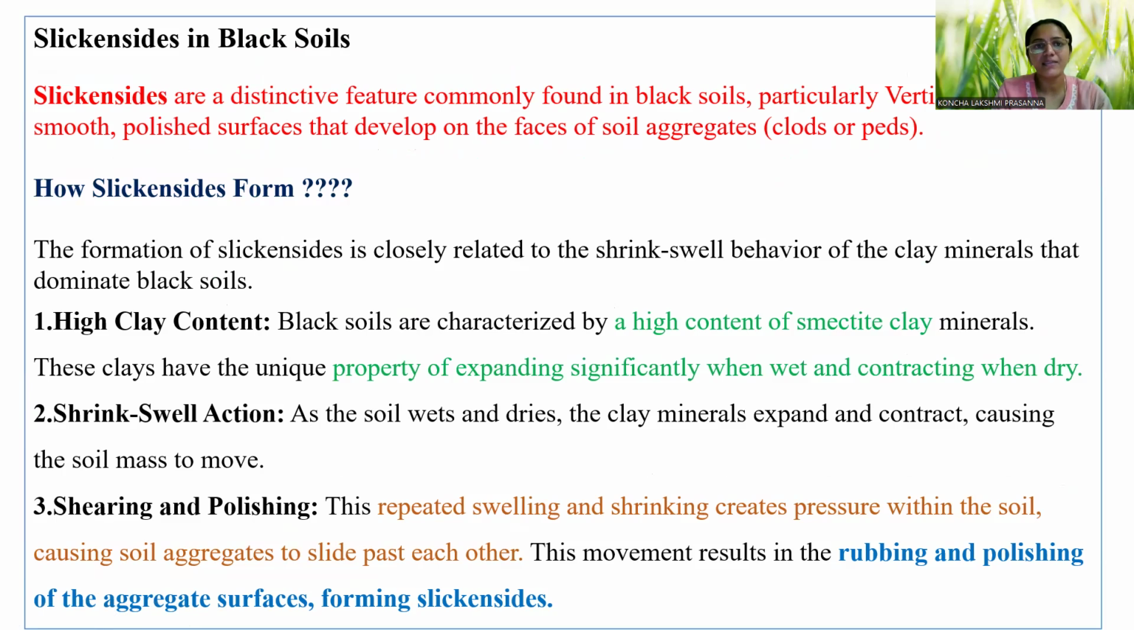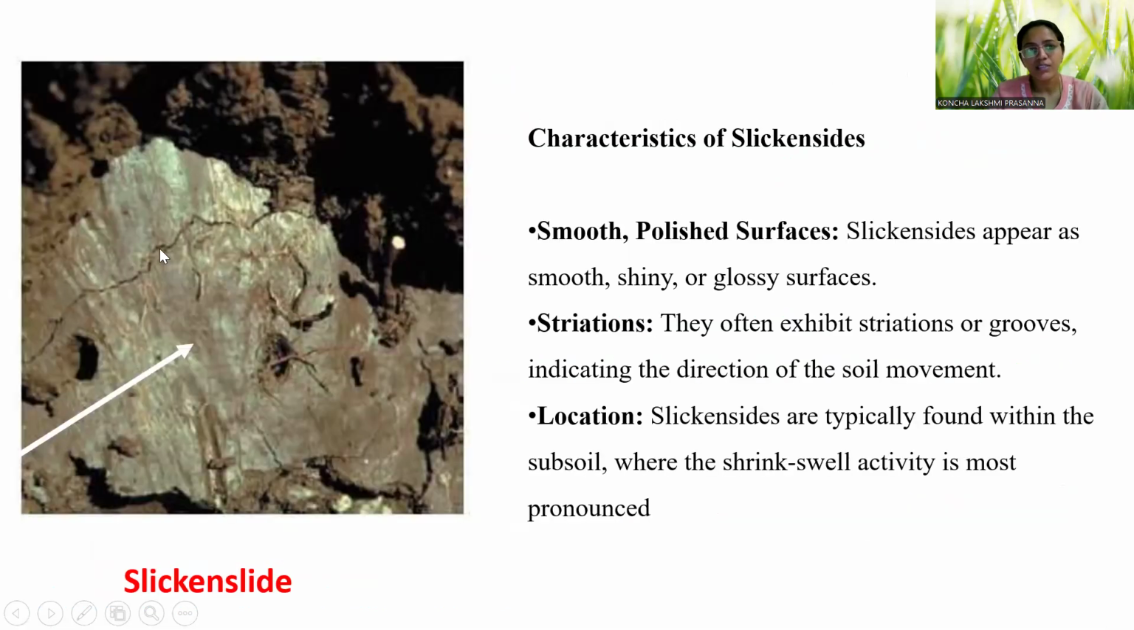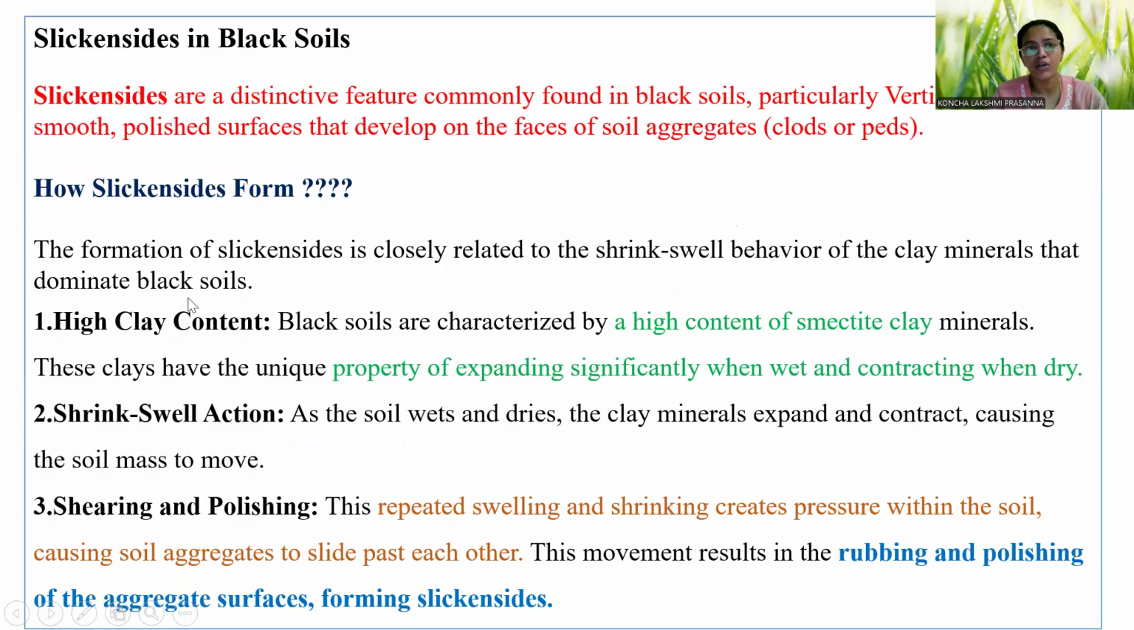Slickensides is a distinctive feature which is mostly seen in the black soils, particularly the vertisols. They are smooth and polished surfaces which are developed on the faces of the soil aggregates, that is the clods or the peds. These smooth and polished surfaces present on the surface of the peds or aggregates are the slickensides, mostly seen in the vertisol soil order.